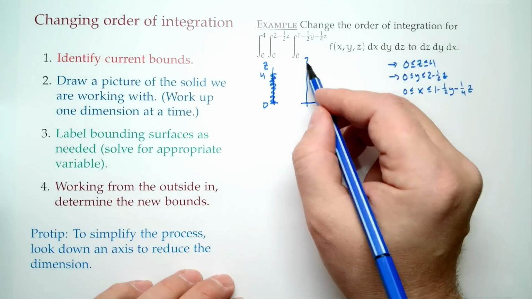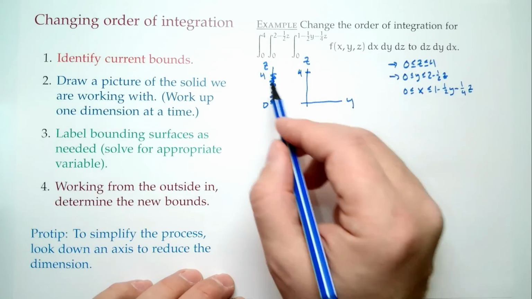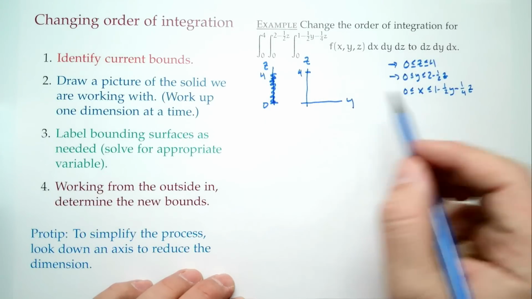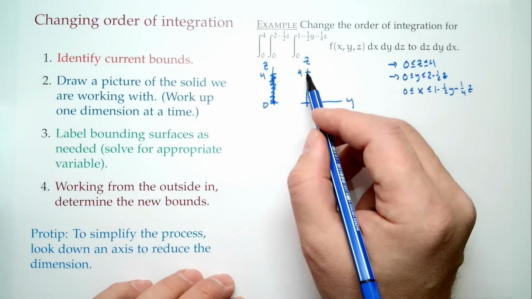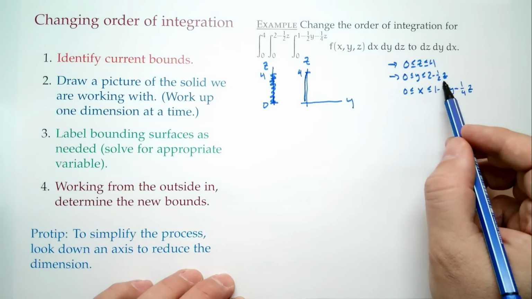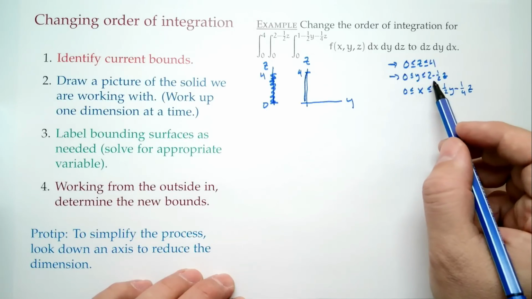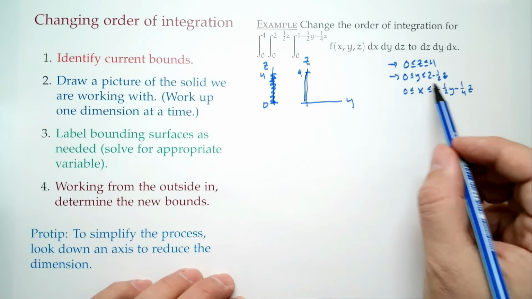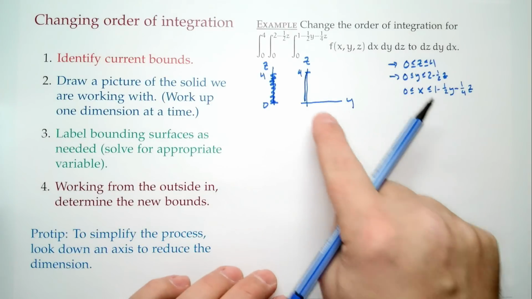So I have z, and now I have y. I know z goes from 0 to 4. That's what this tells me. Well, y goes from y equals 0, which is this line, to y equals 2 minus a half z. So if I sketch y equals 2 minus a half z, I can start by thinking, okay, it's a line. I can see that. And so oftentimes if I have a line, I just need to know 2 points and I can connect. So let's pick 2 convenient points.